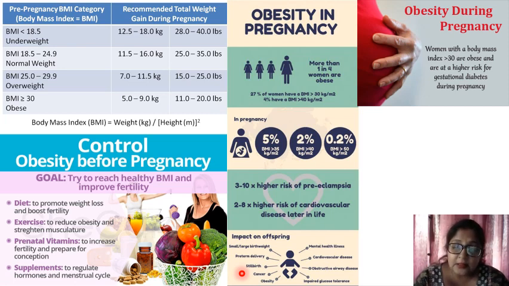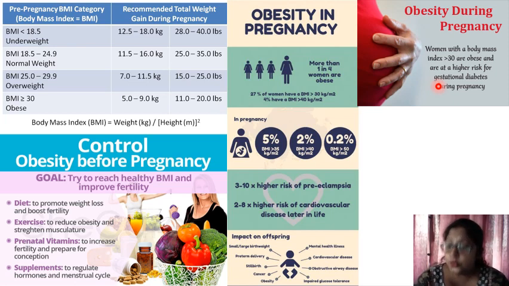What are the impacts on the offspring? The baby will be smaller. There can be a chance of preterm delivery, stillbirth. There can be obstructive airway diseases, impaired glucose tolerance, that can relate to gestational diabetes, and cardiovascular disease, and even mental health illnesses can be there.